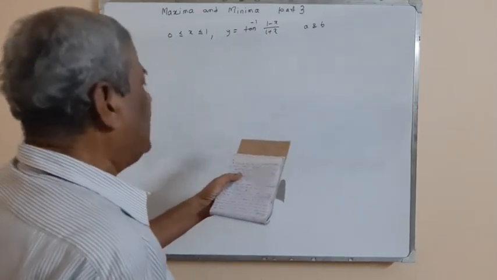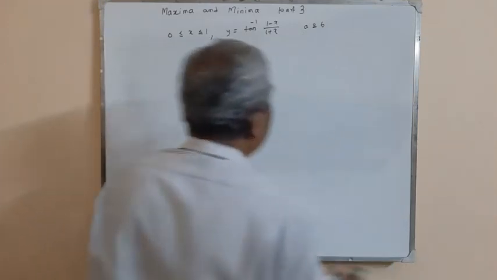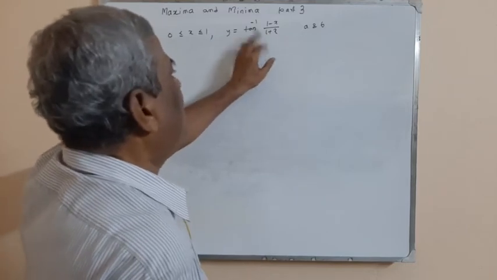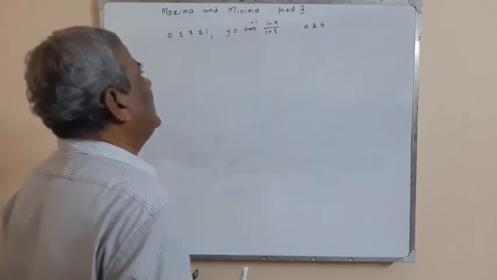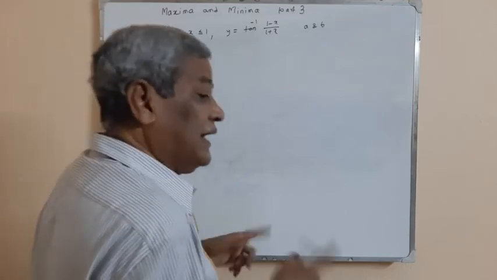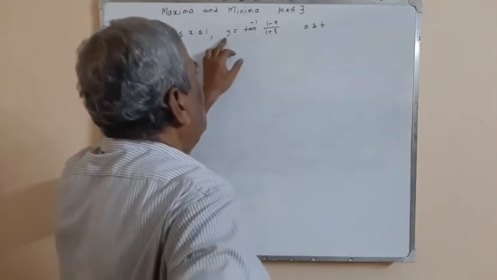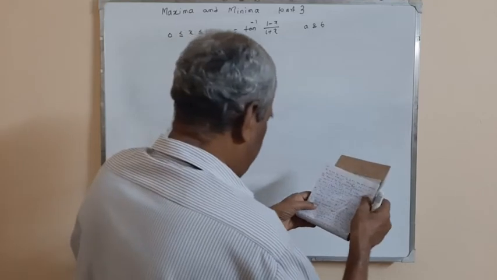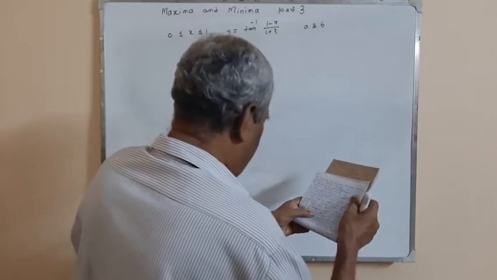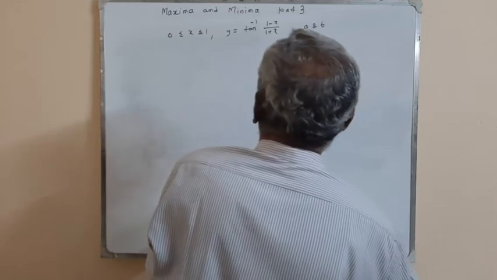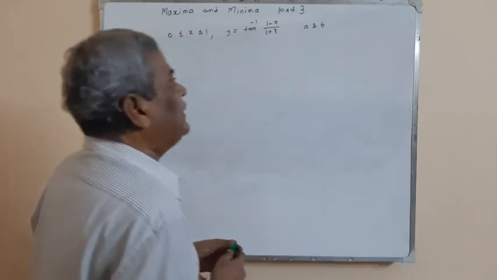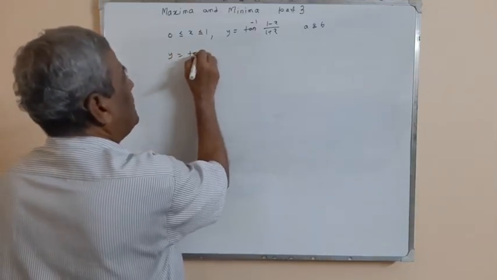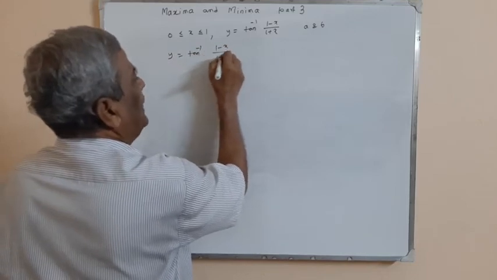Then A and B are... so here one function is given, and x lies between 0 and 1. In that interval, given that y lies between A and B, we have to find A and B, that is the maximum value and minimum value. y is equal to tan inverse of (1 minus x) by (1 plus x).